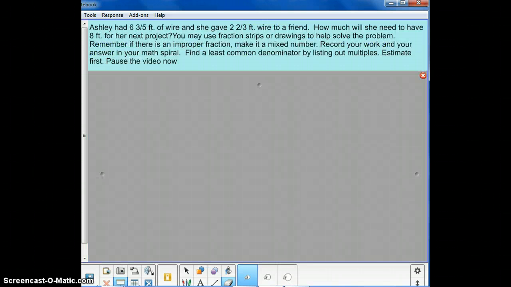Ashley had 6 3/5 feet of wire, and she gave 2 2/3 feet of wire to a friend. How much will she need to have 8 feet for her next project? You may use fraction strips or drawings to help solve the problem. Remember, if there's an improper fraction, make it a mixed number. Record your work and your answer in your math spiral. Find the least common denominator by listing out multiples. Estimate first. Pause the video now.